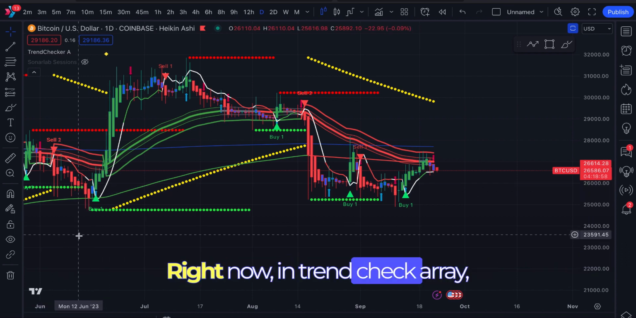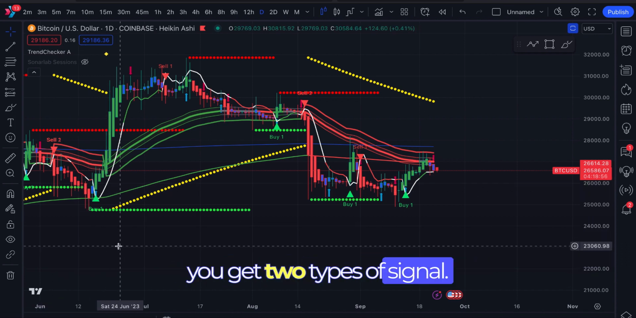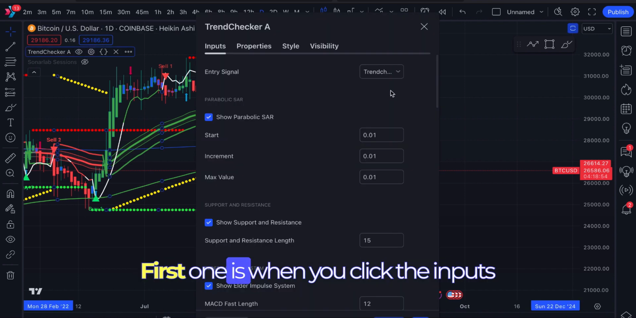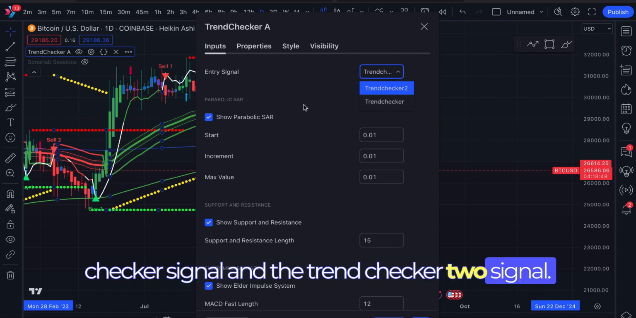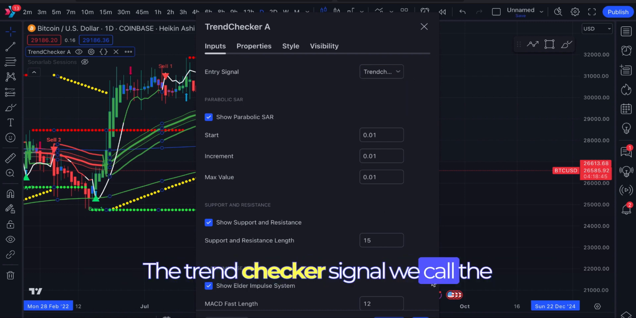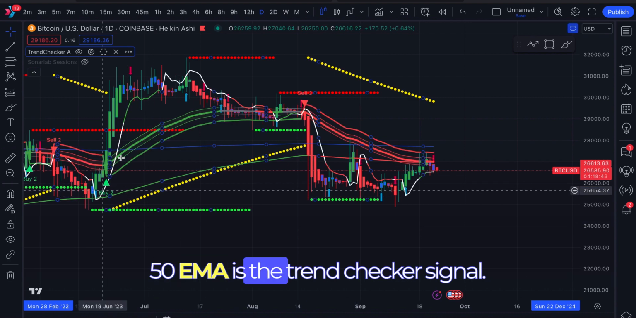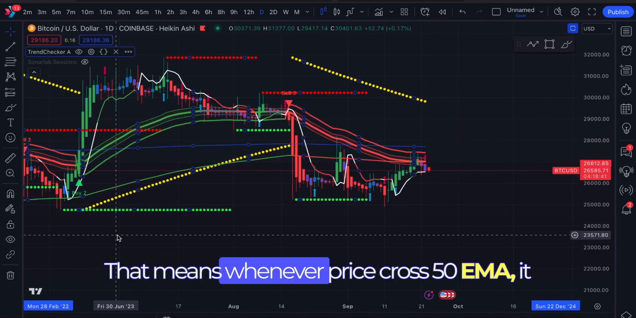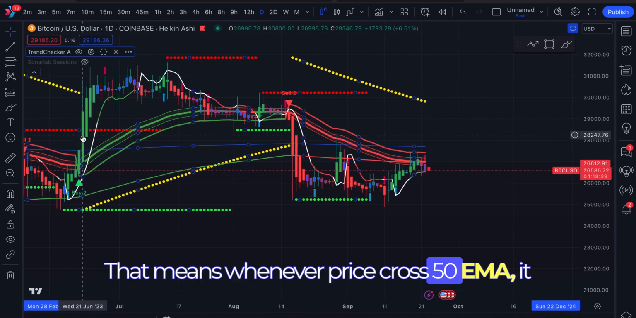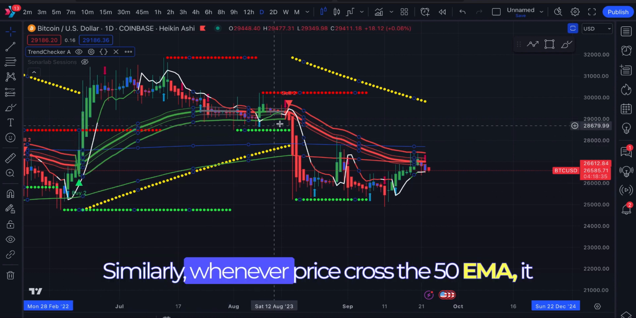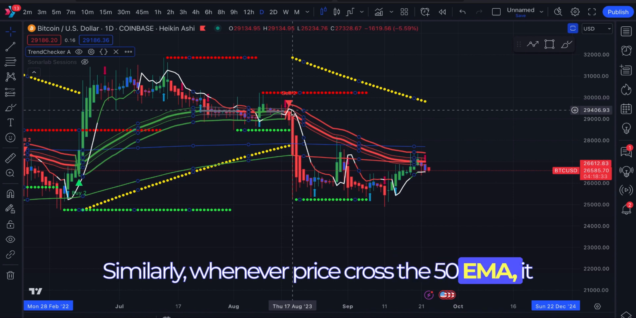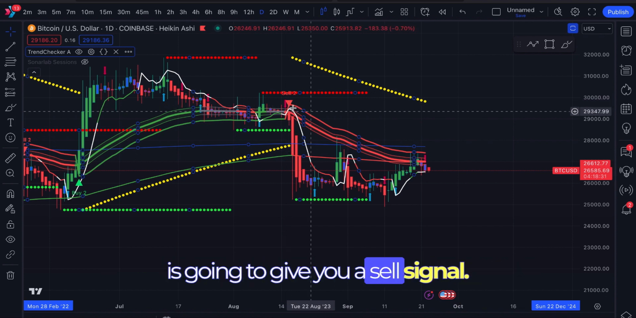Now in TrendChecker A, you get two types of signal. First, when you click the inputs on the entry signal, there is a TrendChecker signal and the TrendChecker 2 signal. The TrendChecker signal we call the 50 EMA signal. That means whenever price crosses above the 50 EMA, it is going to give you a buy signal. Similarly, whenever price crosses below the 50 EMA, it is going to give you a sell signal.